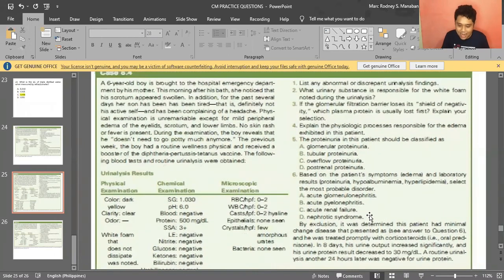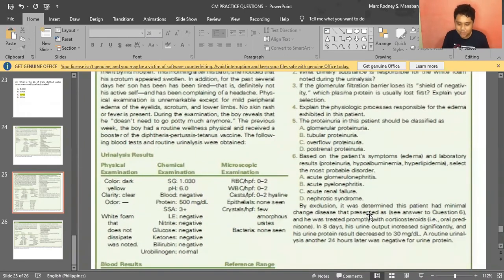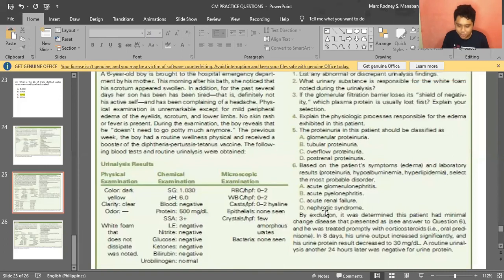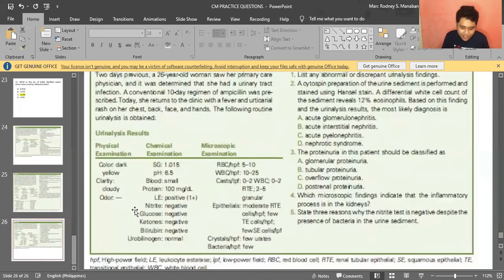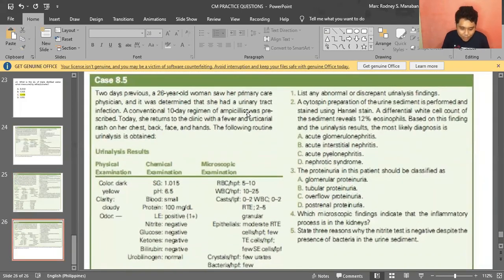And again, when there is massive proteinuria, what is the possible disease? Number 6, it's Nephrotic syndrome. Massive proteinuria, nephrotic syndrome. And in nephrotic syndrome, we have proteinuria of what type? It's glomerular proteinuria.